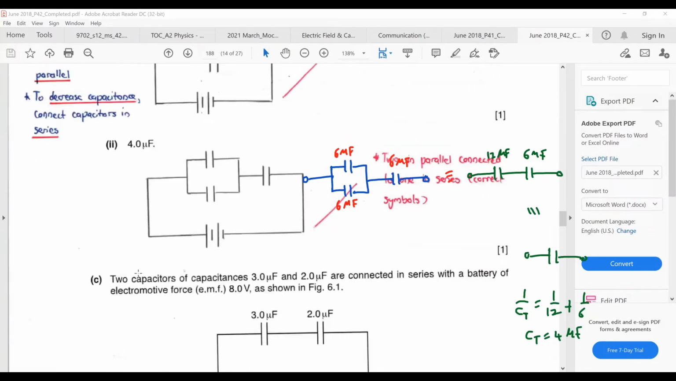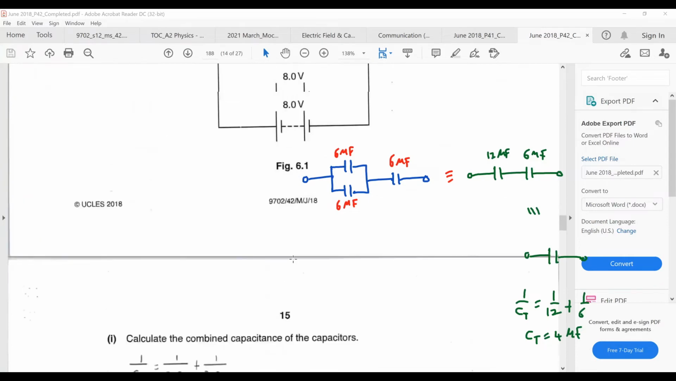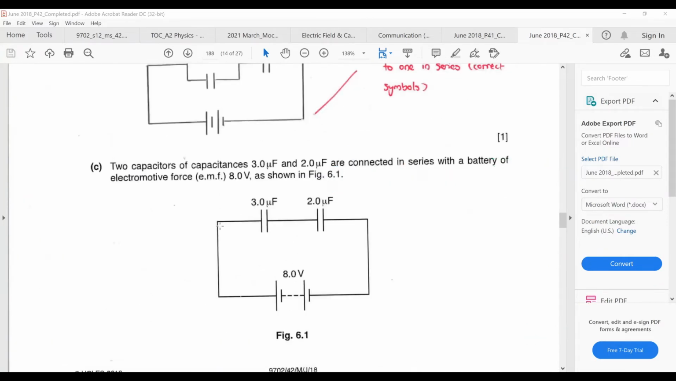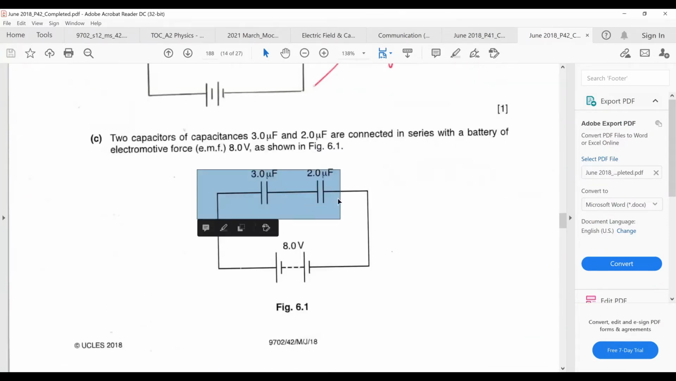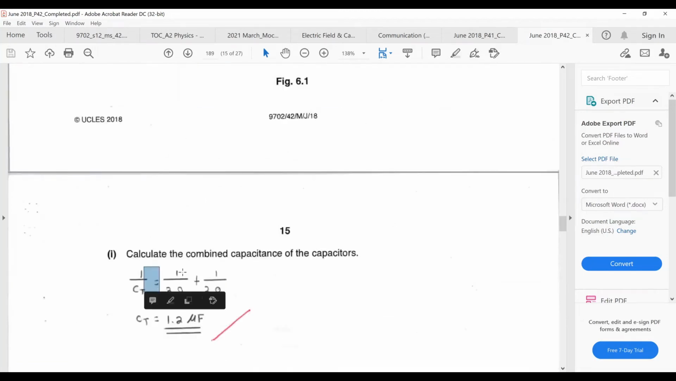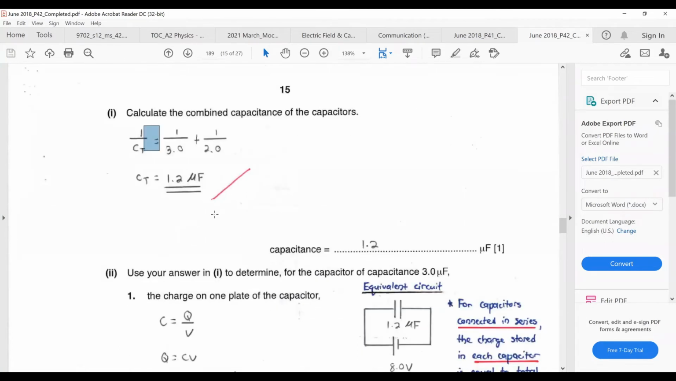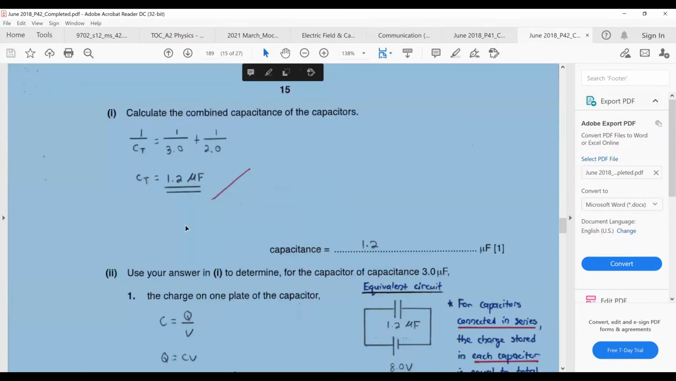Okay, then you look at part C. Two capacitors, or capacitances, 3 microfarad and 2 microfarad, are connected in series with a battery, or electromotive force, of 8 volts as shown. Calculate the combined capacitance of the capacitors. This one shouldn't be an issue. The capacitors are connected in series, so you treat them like you would resistors in parallel. So the total capacitance will be 1 over 3 plus 1 over 2, giving you 1.2 microfarad. So this part is okay.